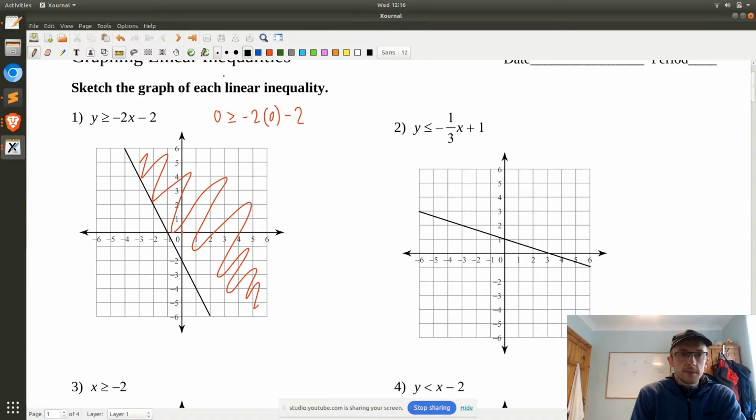There, like that. Stick in the origin, 0, 0. Is 0 less than or equal to negative a third of 0 add 1? Why, yes, it is, because 0 is less than or equal to 1. So the origin is included, and so shade this side.